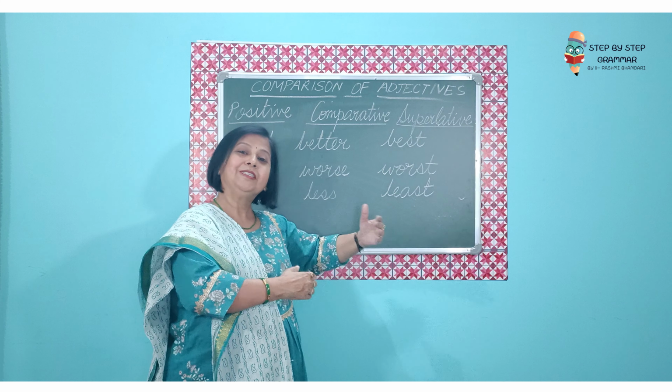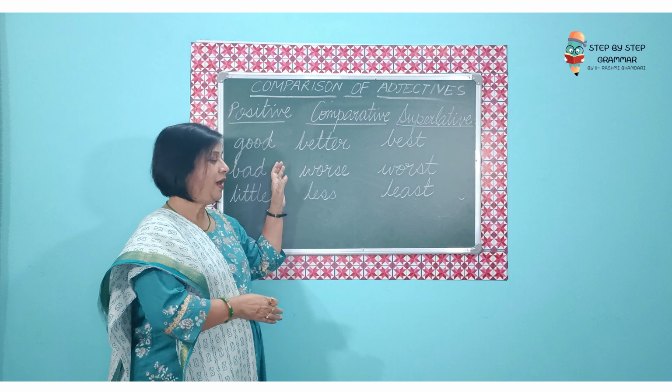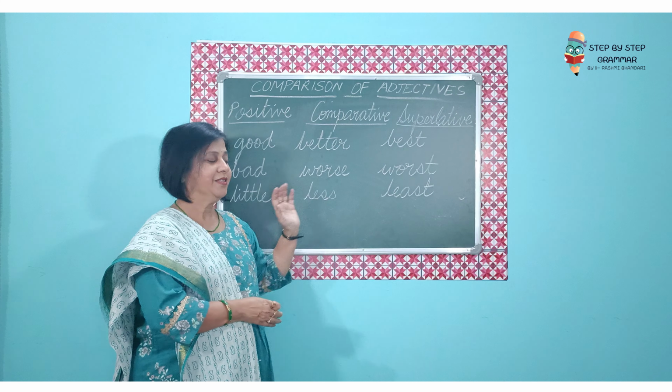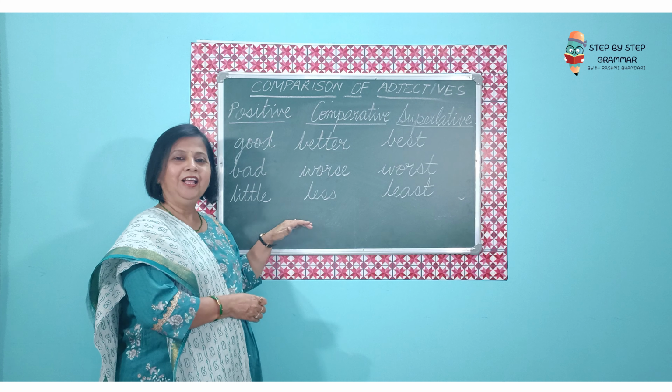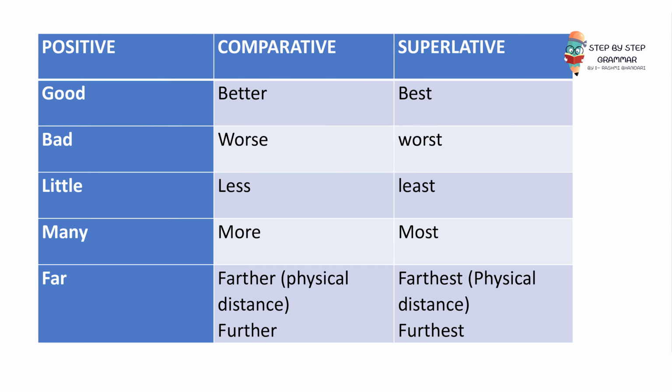So what are we doing? We are just comparing the roads, the condition of the road. So it's bad, worse and worst. Similarly, little, less, least. And as you can see, a few more examples are given for you on the slide.